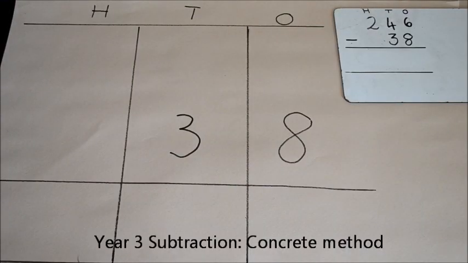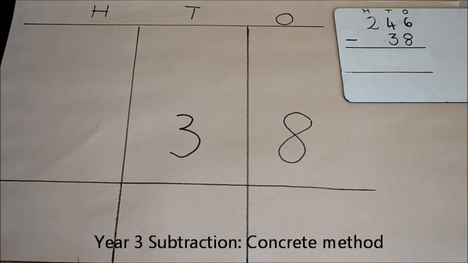In Year 3, we teach subtraction of a 2-digit number from a 3-digit number with exchange. I'm going to demonstrate the calculation 246 take away 38. The answer to any subtraction calculation is the difference. So to make a start, let's build the numbers.